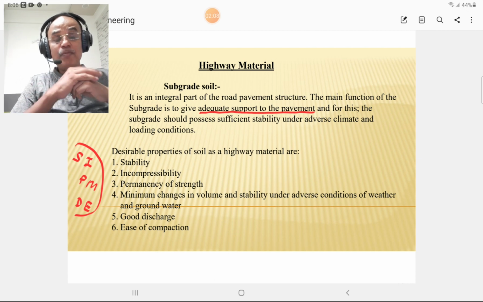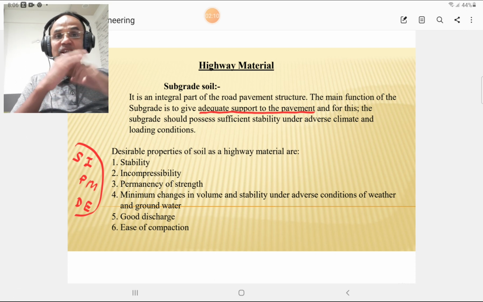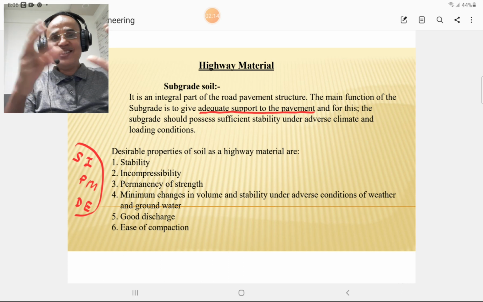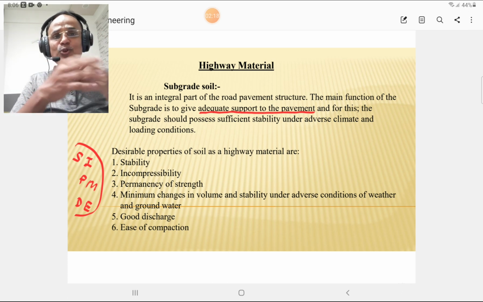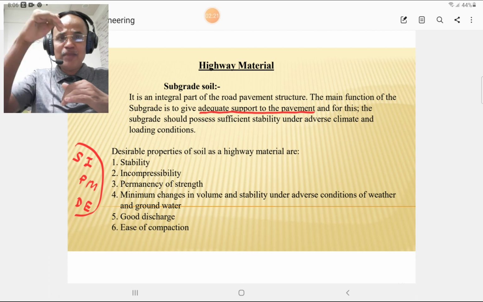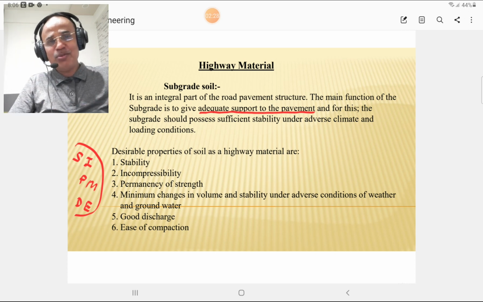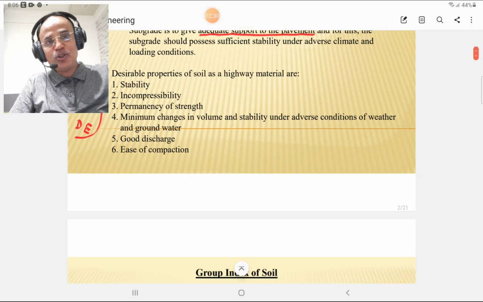What is compaction? Compaction means increasing the dry density of soil. So how can we increase the density? By reducing the voids. How do we reduce the voids? By way of compaction. So the soil should be compactable, so you get the maximum dry density and you get the maximum strength. That is the importance of the soil.